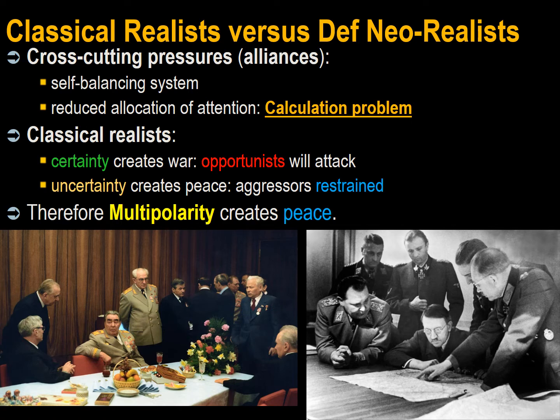So classical realists argue that certainty creates war. Opportunists will attack, whereas uncertainty creates peace by causing aggressors, like Adolf Hitler, for example, to think twice before they attacked. Therefore, multipolarity creates peace.